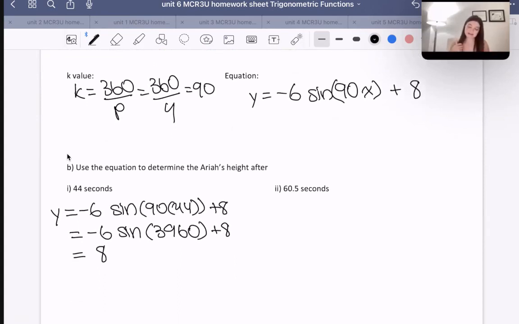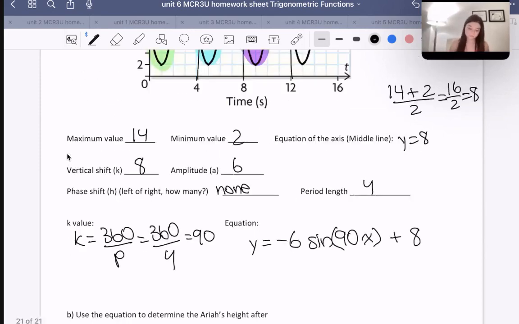Let's do 60.5. And I have a feeling this one won't be as nice a number as the previous one because this one is a little bit more. It's 0.5 seconds after the start of a cycle. And how do I know that? Well, because 60 is divisible by 4, right? So 60 would be right at the beginning of a cycle. 60 would give us 8, right? 60 seconds would give us 8 as our height.